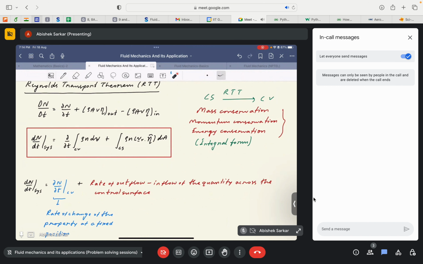So you may refer to that book, where a very clear derivation of the RTT is given, and you will get a very good idea of what it actually means, or what mathematically you are trying to achieve.